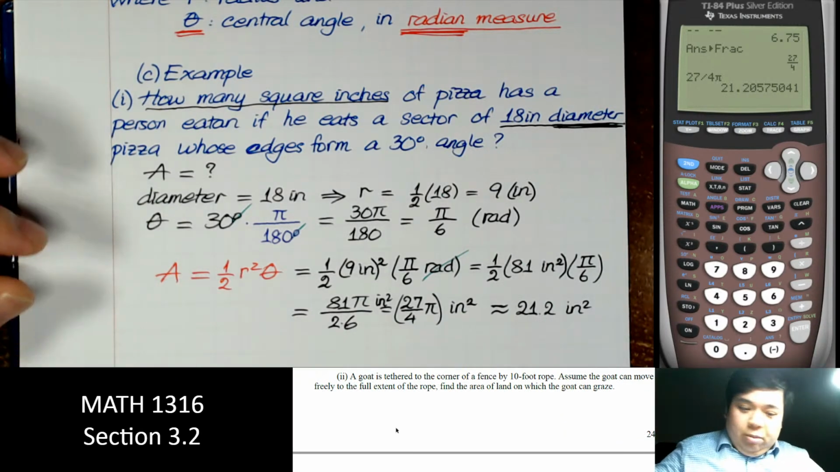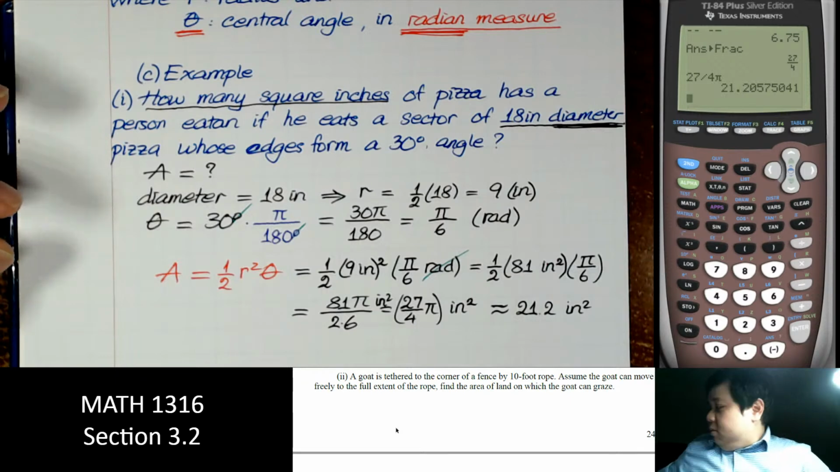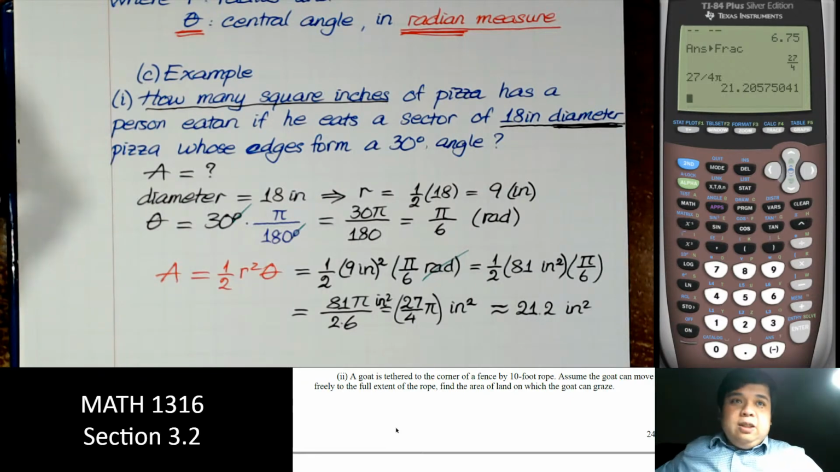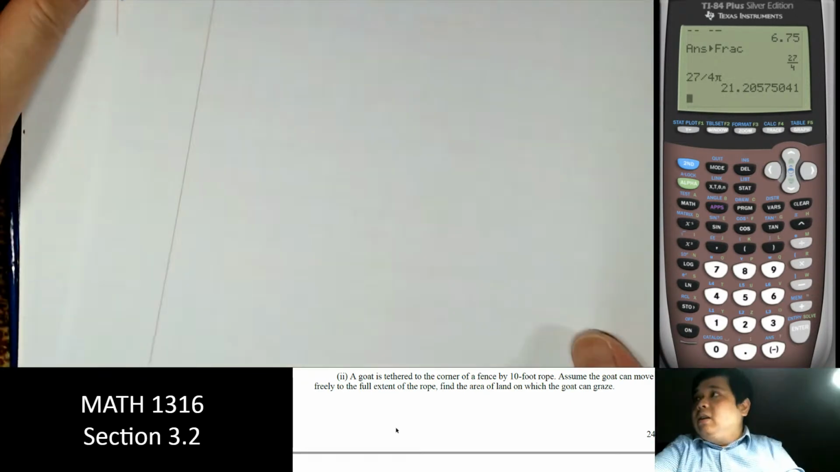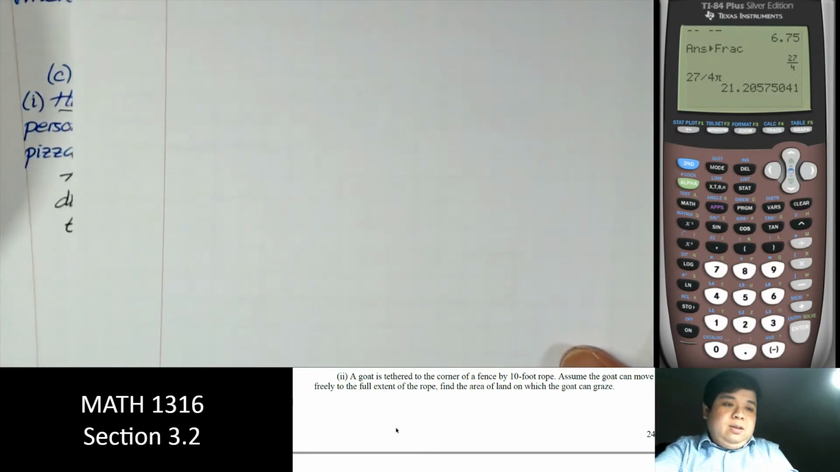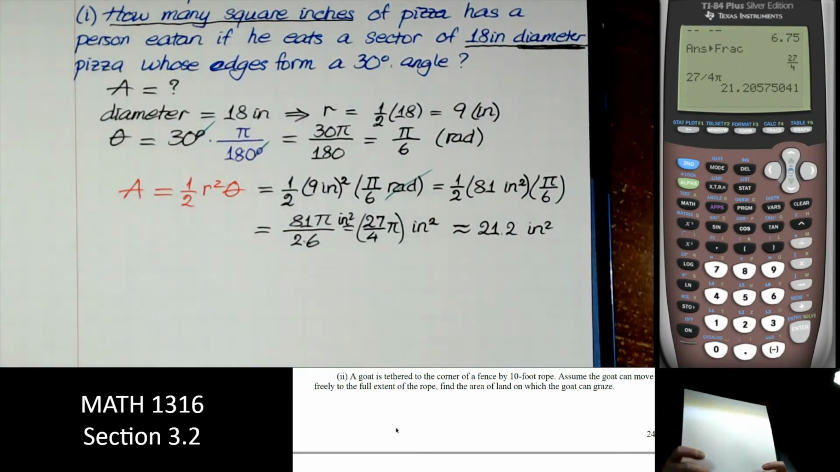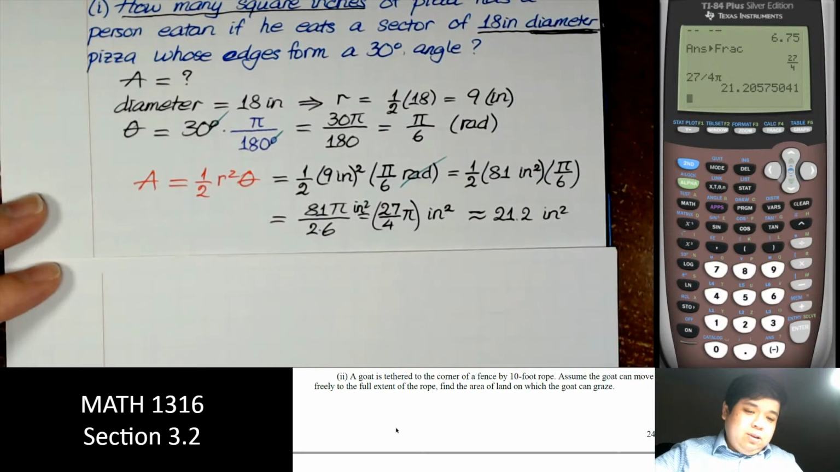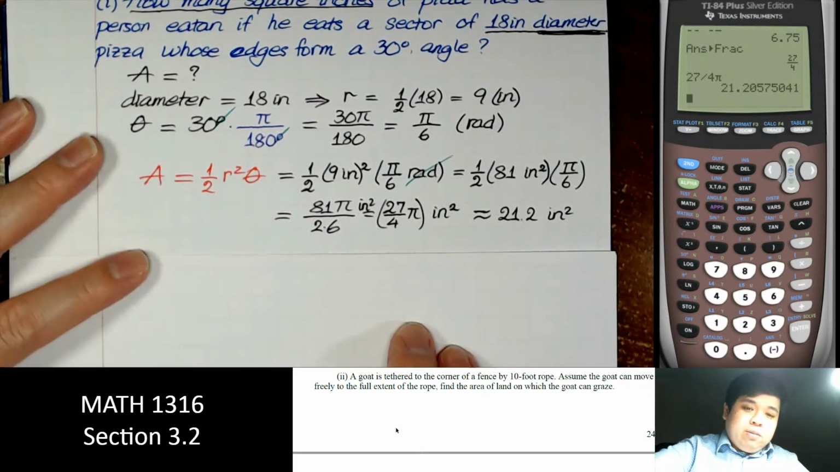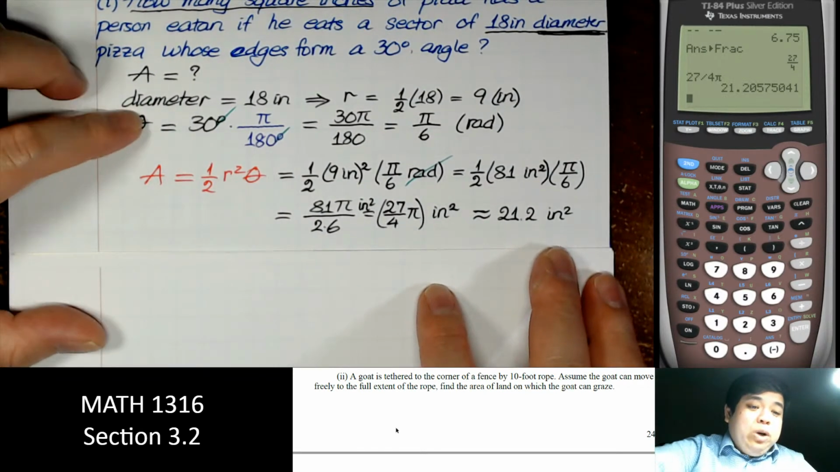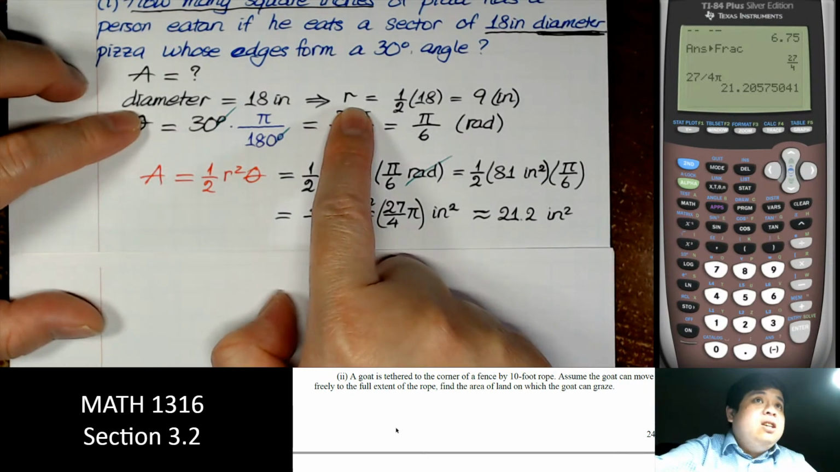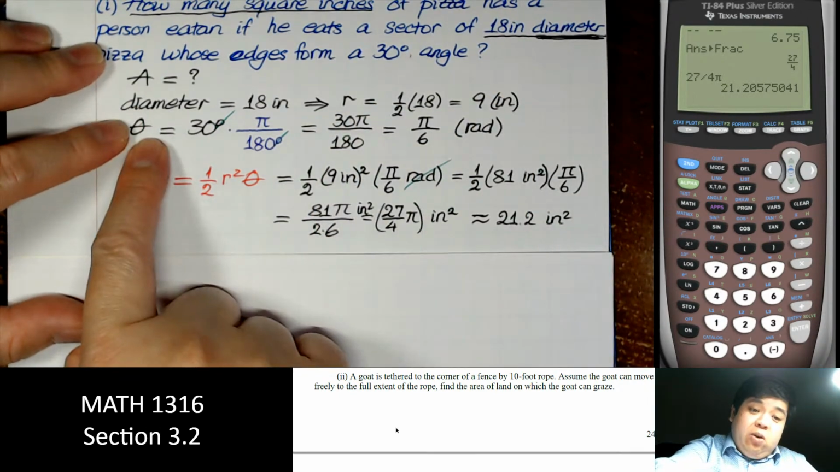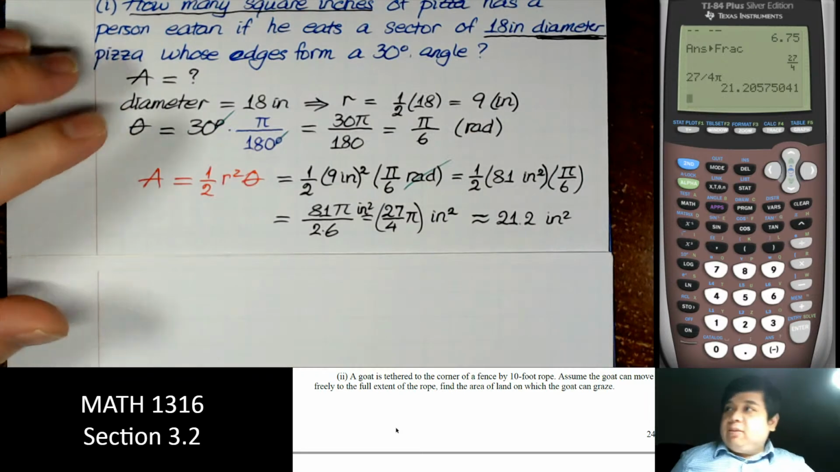Right, we have the next problem. So pretty straightforward. Just make sure that we have to have the radius, not the diameter, and the angle has to be in radian. Right, so that's all.